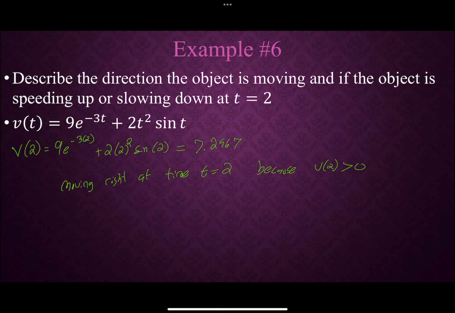Now, whether or not it's speeding up or slowing down, we know velocity is positive, but we need to know what acceleration is. So acceleration is the derivative of velocity at 2. And again, we could take an algebraic derivative there. It's a simple chain rule for e, simple product rule for the 2t squared sine t, but we should instead use our nDeriv option. So go back into your calculator, do your math, nDeriv, type in the equation at 2, and you should be getting the value of positive 3.8783. So because both v of 2 and v prime of 2 are positive, this thing is speeding up.